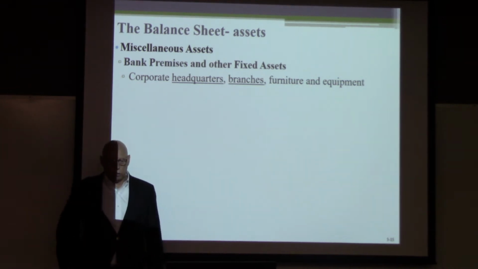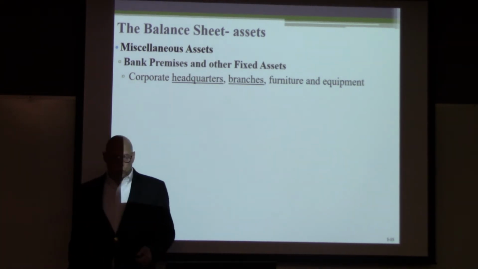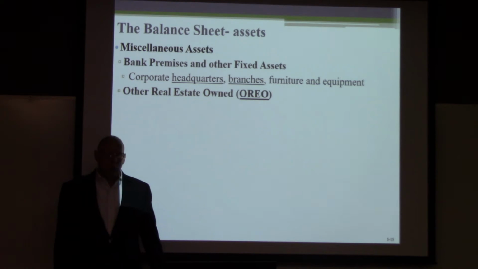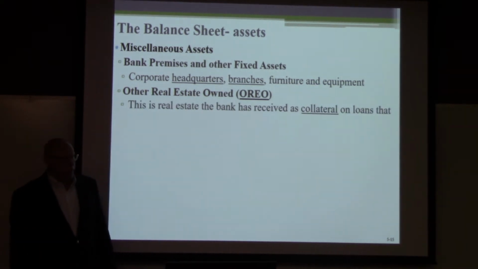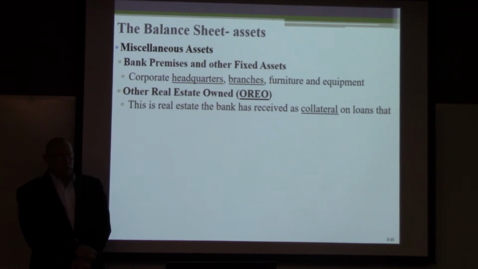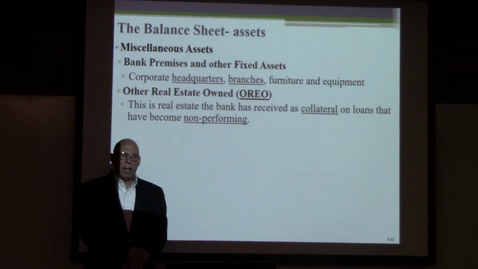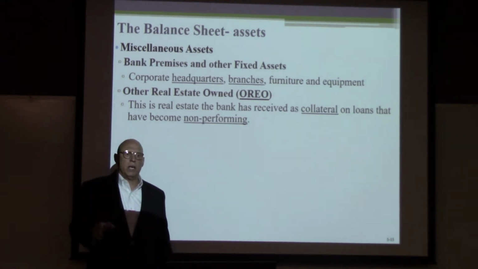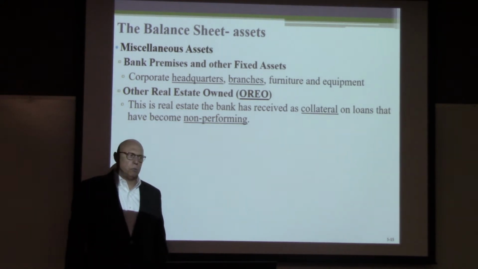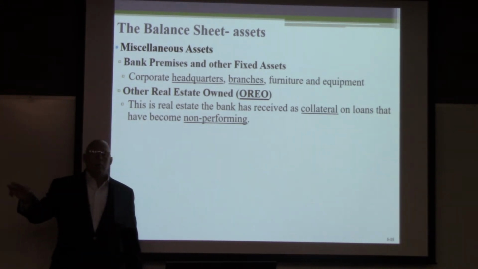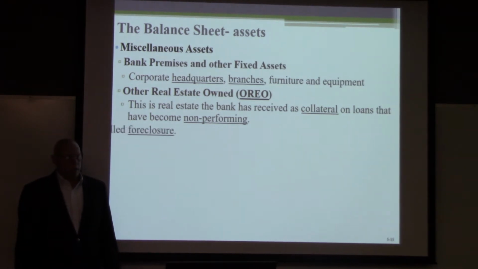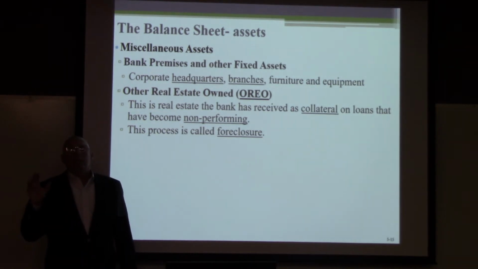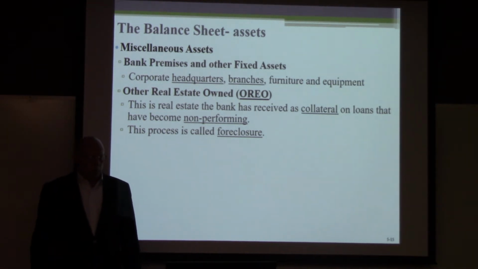So these are headquarters, branches, the furniture and equipment, other assets, other real estate owned, OREO, okay? This is the real estate the bank has received as collateral on loans that have become non-performing. So yes, the bank will foreclose, they will take the asset, and that goes on the bank's balance sheet. They have to write off the loan, but now they have what's called other real estate owned. Okay? And this process of legally taking control of an asset is called foreclosure.